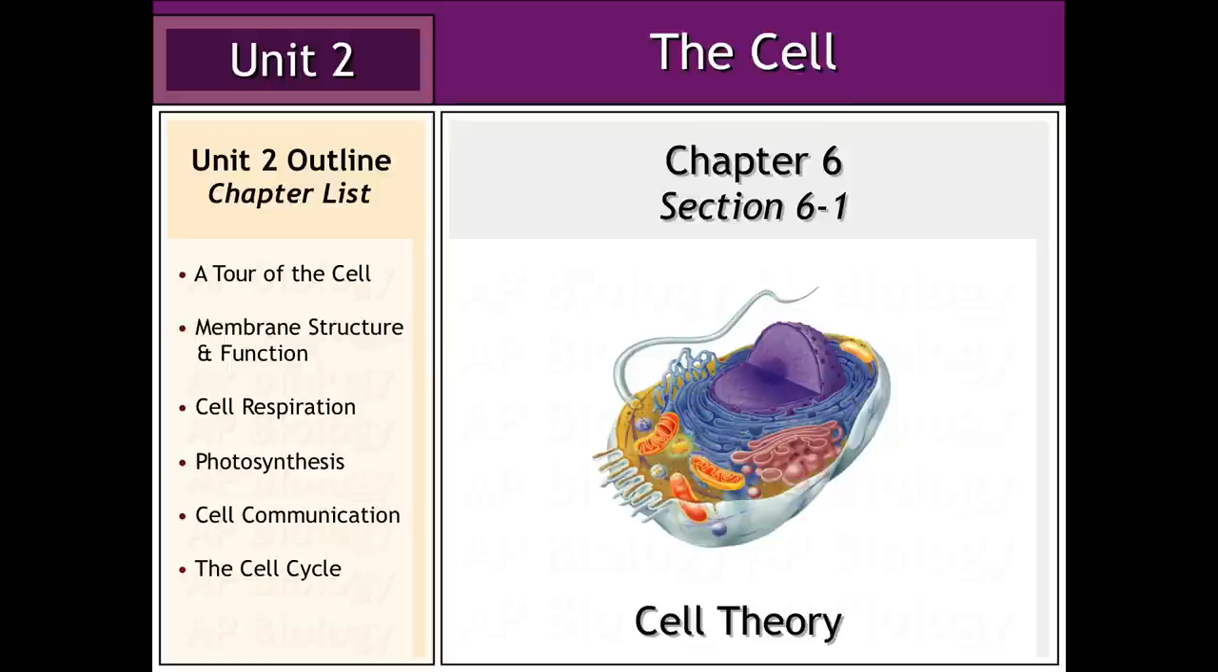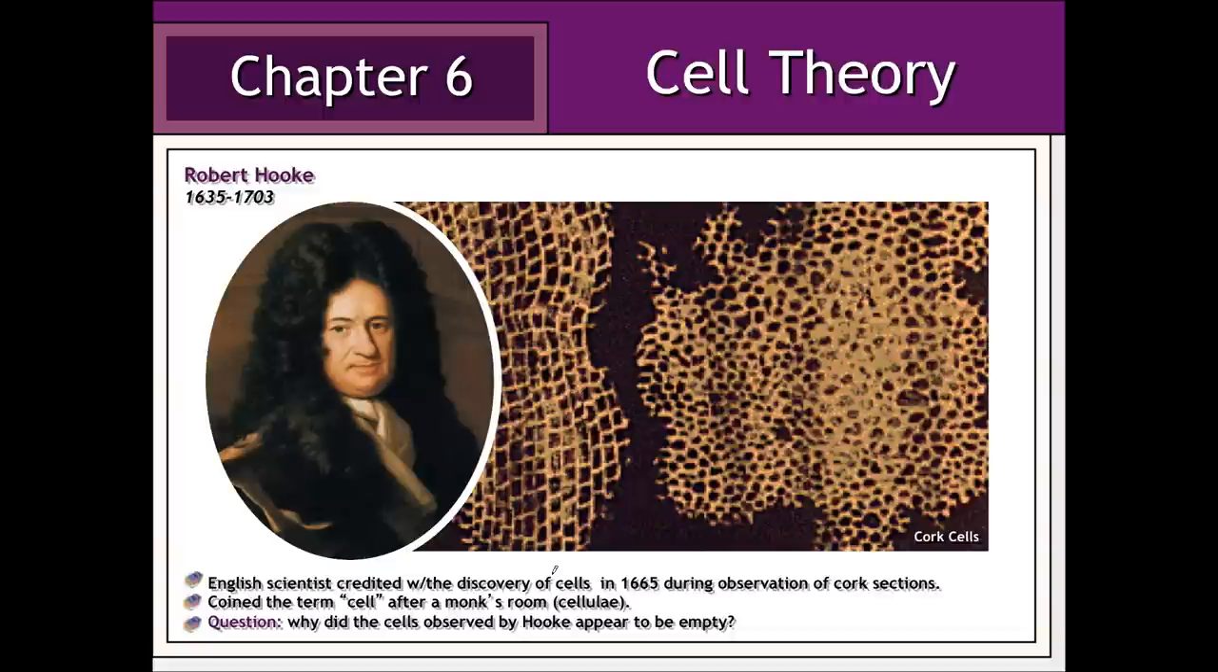During today's lecture, we're going to discuss the contributions of various individuals to what later became known as the cell theory. The first of these individuals is the English scientist Robert Hooke, who is often credited with the discovery of cells in the 17th century while observing thin sections of cork tissue.